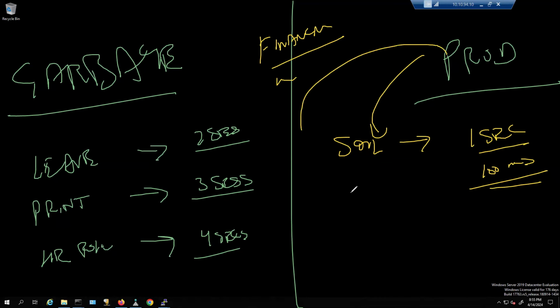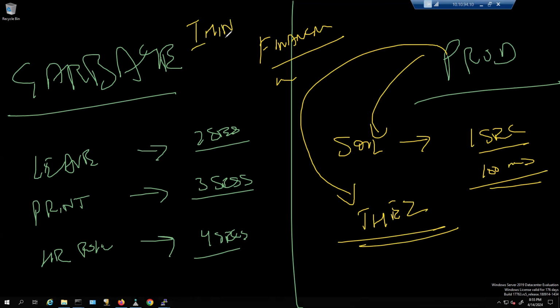Anything which is truly production, during the hard drive creation, make it thick, eager zero. Anything which is truly garbage, make it thin. I am not in favor of using thin, lazy zero. I am not an advocate of using thick, lazy zero. Question, why?